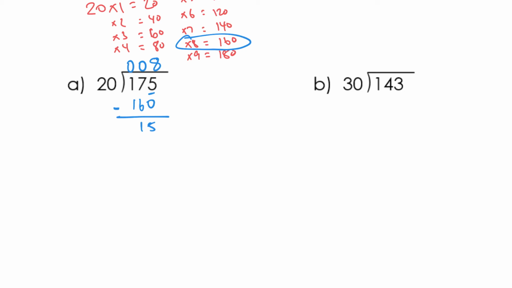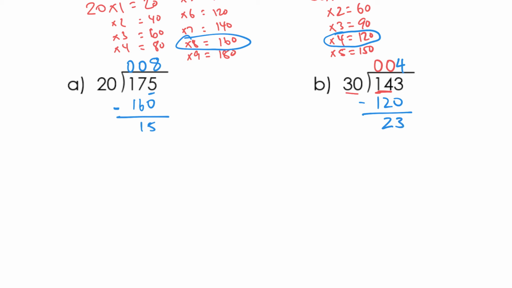In this example here, we'll use some decimals. So same thing here. You have 30. Does 30 go into 1? No. Does 30 go into 14? No. But 30 goes into 143. So let's do some multiplication. 30 times 1 is 30. Times 2 is 60. Times 3 is 90. So we're getting closer. 120 and 5 is 150. So we can't go over. The answer we're looking for is 4. So we put a 4 there. 4 times 30 is 120. Subtract these. We get 23.